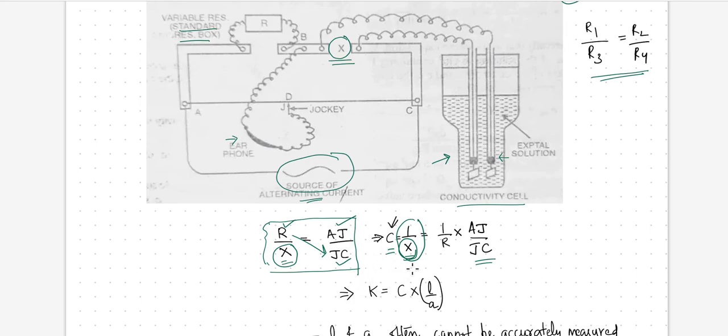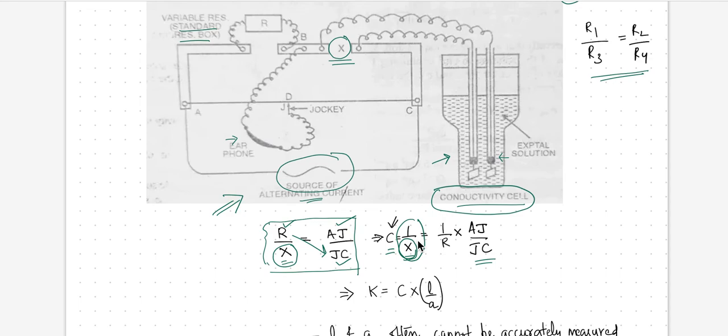Okay, and therefore you can measure the conductance using this particular apparatus. The important thing in this is the conductivity cell, which is made up of two platinum electrodes. In between them you contain the electrolytic solution, and it's made up of Pyrex glass. So this is the setup that we use to measure the conductance.